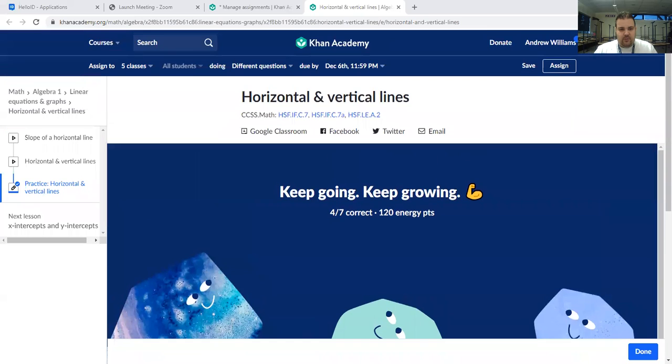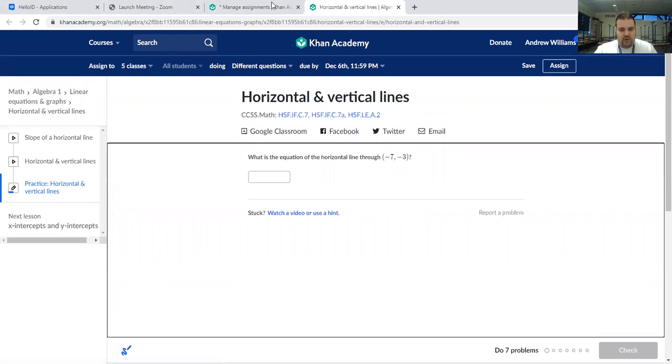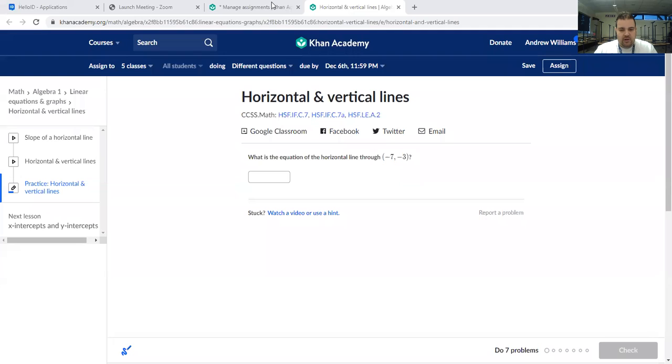Let's go ahead and do a couple more problems here. So what I'll do is exit out, log back in, and I'll try to do some more here to help you out. What is the equation of the horizontal line through -7, -3? Me, I'm a sketcher. I like to just sketch things. -7, -3, it's right here, and it's a horizontal line, so it's going kind of like this, right?